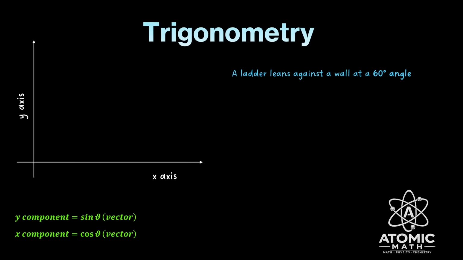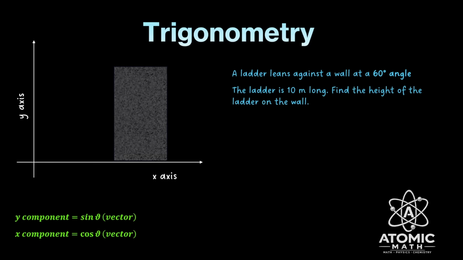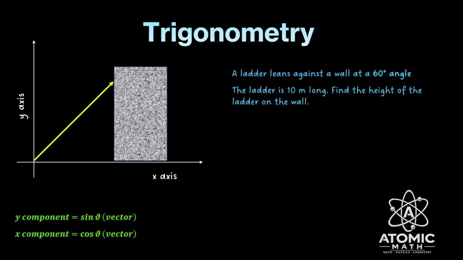So now let's just look at an actual question. A ladder leans against a wall at a 60-degree angle. The ladder is 10 meters in length, and we have to find the height of the ladder on the wall. So let's start by adding our wall. Then we'll throw our ladder in there. That 60-degree angle is represented. Of course, this one's a 90-degree angle, and they've told us that our ladder is 10 meters in length. What we need to find is this. We need to find how high up the wall the ladder is.